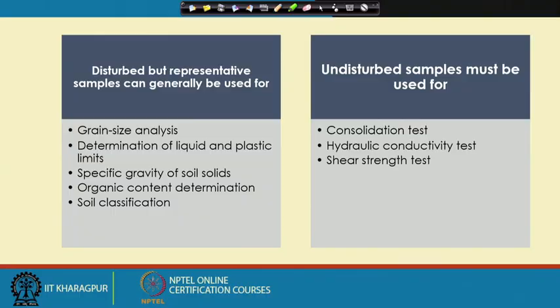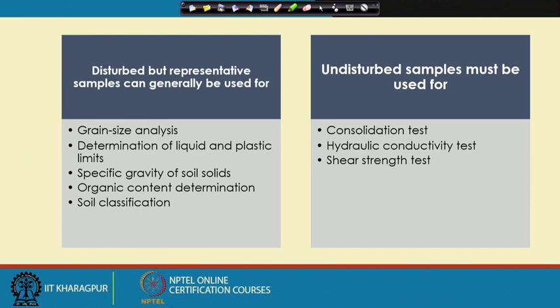Now, what are the properties for which we use the disturbed soil sample and where do we use the undisturbed soil sample? The disturbed or representative soil sample is generally used for grain size distribution analysis, determination of liquid limit, plastic limit or the Atterberg limits, specific gravity of the solids, then organic content determination. Again, this is for the soil classification.